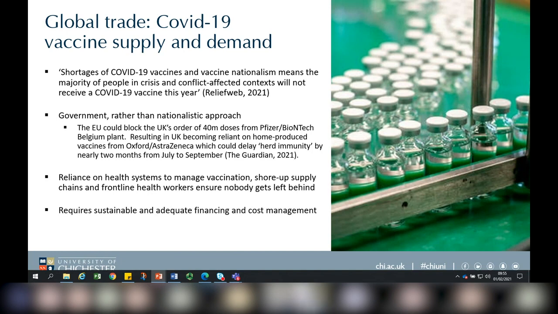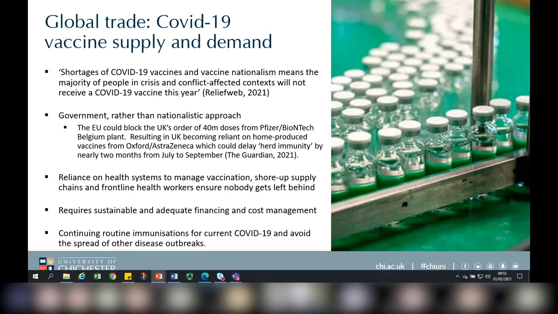So in order to do that, the government's got to provide adequate financing, and the NHS has got to make sure that it manages its costs effectively. So that is a challenge, particularly when they're really stretched on the front line.